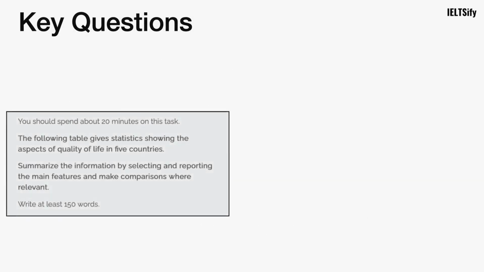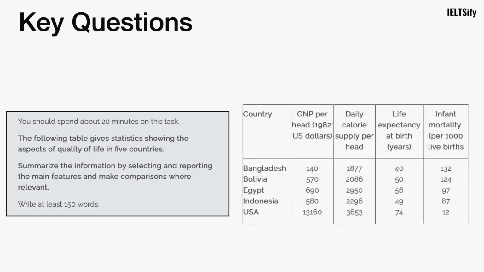So let's look at some key questions you need to ask yourself when you answer an IELTS Task 1, for example, a table. So here we have the prompt. The following table gives statistics about the aspects of quality of life in 5 countries. So it's this table we're looking at. So what is the table measuring? This is looking at the quality of life in 5 countries.